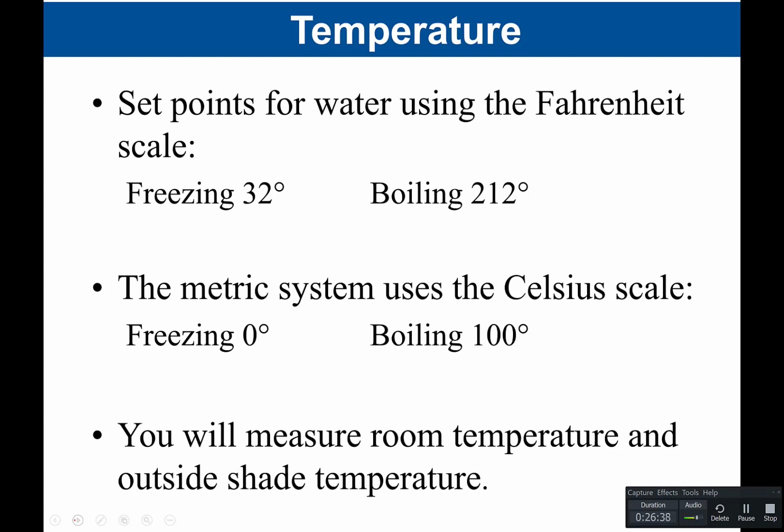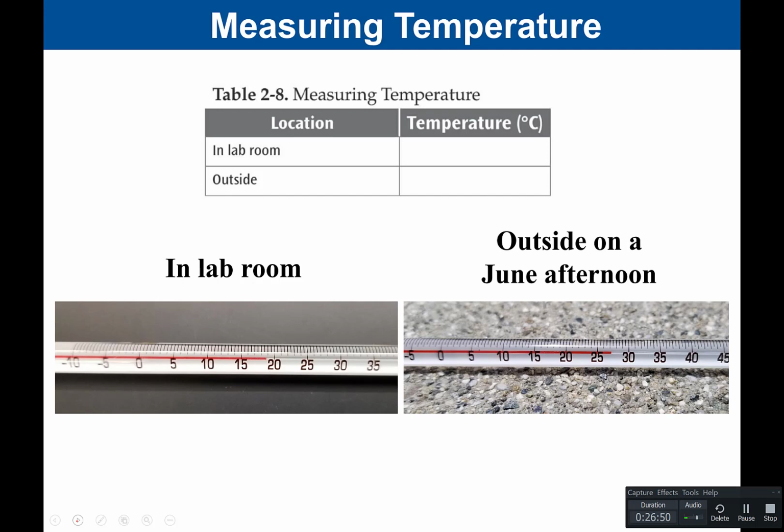In this part of the experiment, you are going to measure the temperature of the classroom as well as the outside temperature. This data is going to go in table 2-8, and this thermometer is in degrees Celsius. The one on the left is the temperature in the lab room. The one on the right is outside on a June afternoon. You're going to record those temperatures in table 2-8.